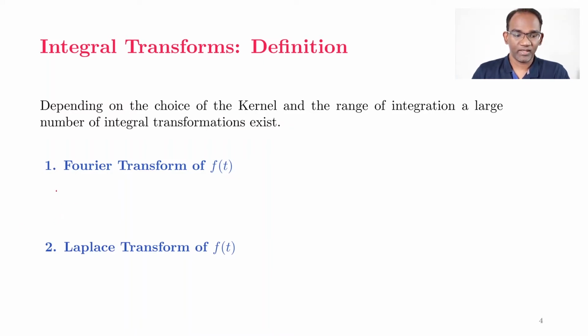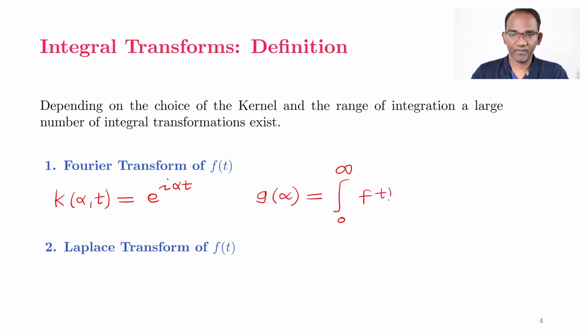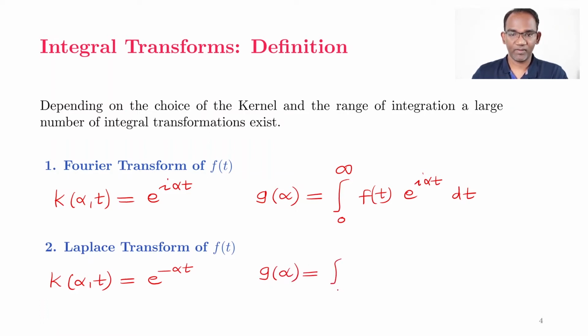For example, if k(alpha, t) is defined to be e raised to i alpha t, then that is known as a Fourier transform. And mathematically, a Fourier transform is represented as g(alpha) is equal to integral 0 to infinity f(t) e raised to i alpha t dt. Now, if k(alpha, t) is equal to e raised to minus alpha t, then that will be known as a Laplace transform. And in that case, g(alpha) will be equal to integral 0 to infinity f(t) e raised to minus alpha t dt.